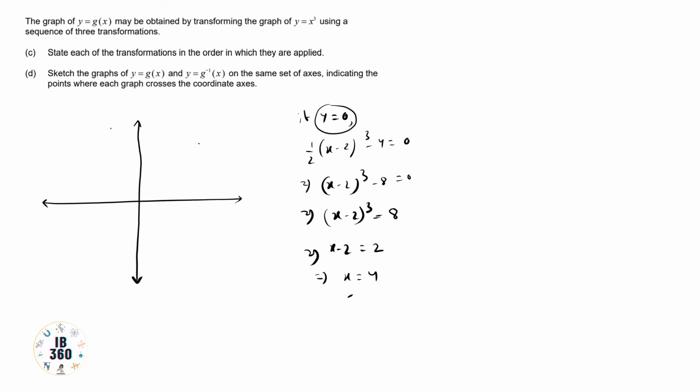So if we are putting some points here, this is the point where the coordinate is 4 comma 0. Now here we have applied y equals to 0. Again we need to apply x equals to 0 also.